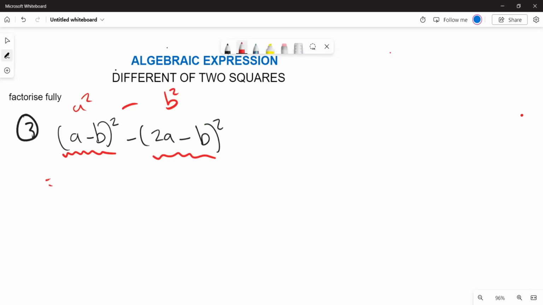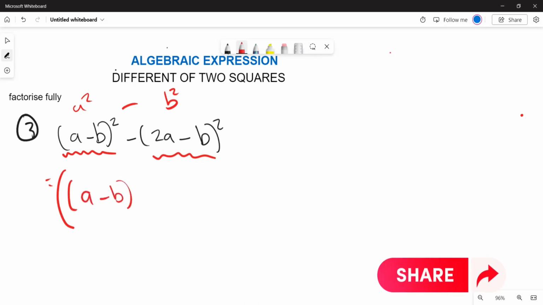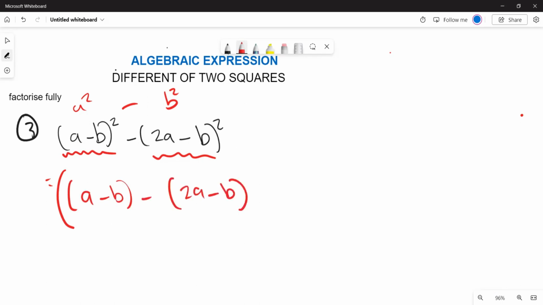Now let's start. What are we going to do here? We're going to say this is a difference of two squares. Let's use a much bigger bracket so that we can accommodate our brackets here. So this is going to be a subtract b, into 2a subtract b. Then the other bracket is still going to be a subtract b plus 2a subtract b. Are we together? Now remember, this is just what is required of us.